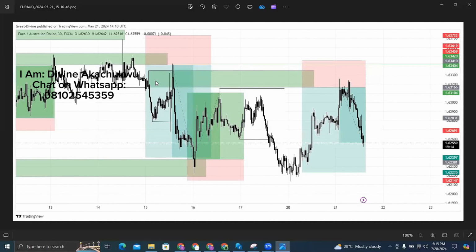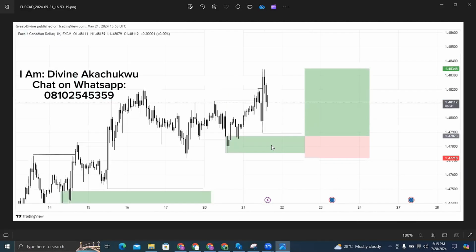Now, you can see how this entry model keeps playing out. There was a sweep. After the sweep, there was the break of structure, the pullback, the second break of structure. Price came back, took out the liquidity, tapped into the zone, and fell. The same thing happened here. Price took out liquidity, broke structure. After breaking structure, it retraced, then broke structure again. So the price came back, took out this structural liquidity, tapped into the zone, and sold. A lot of examples to show you.